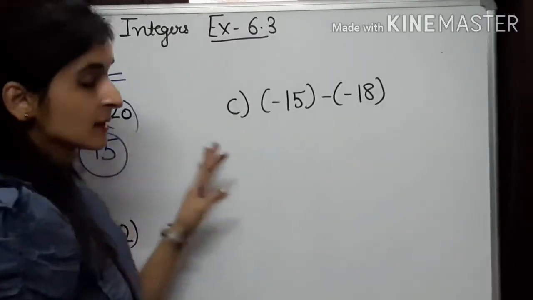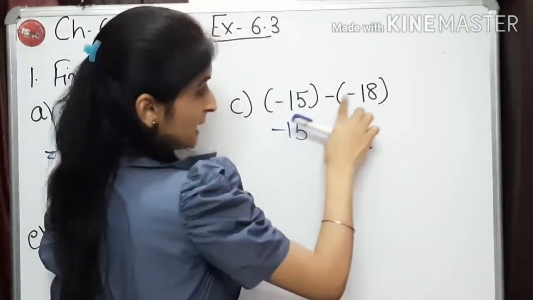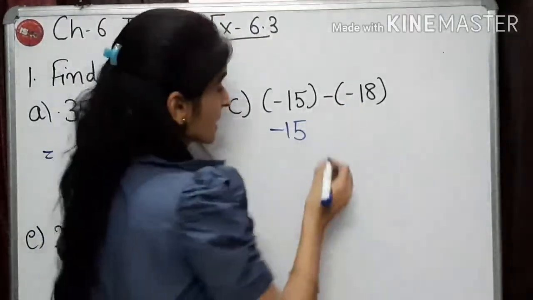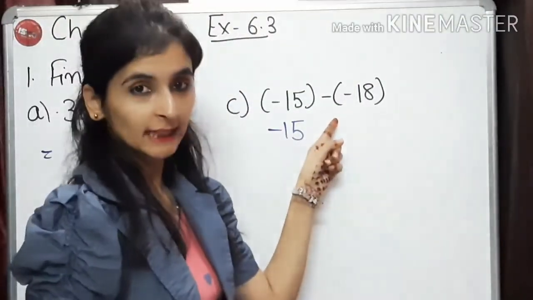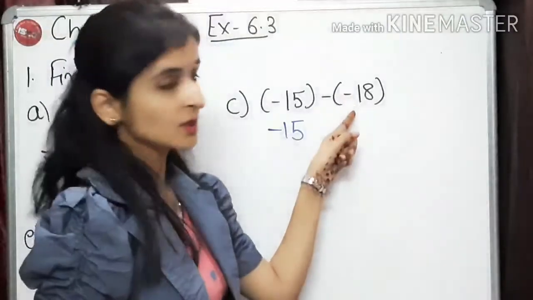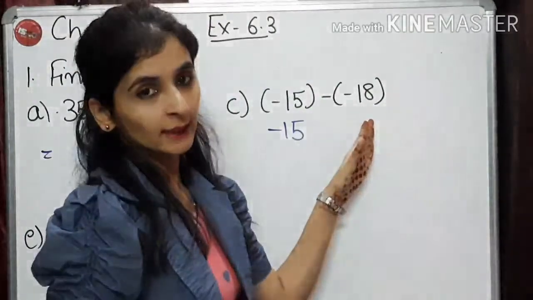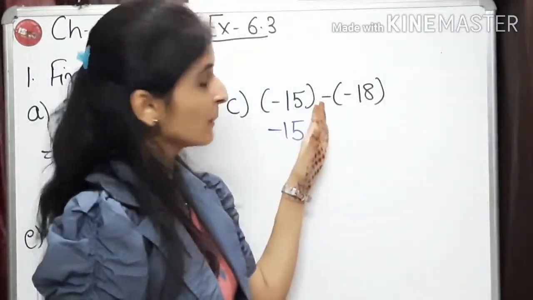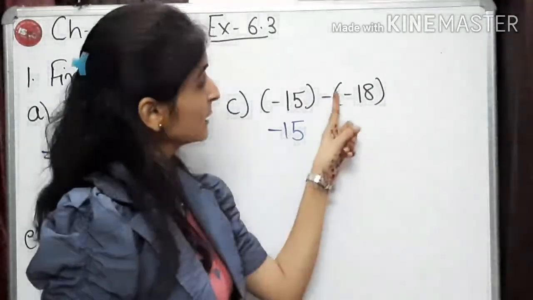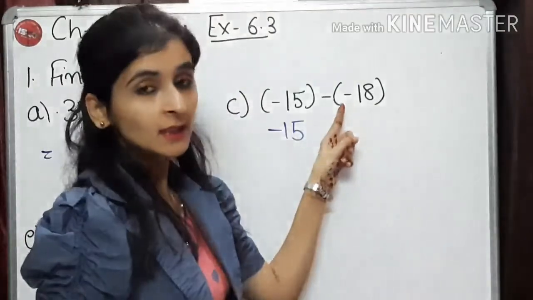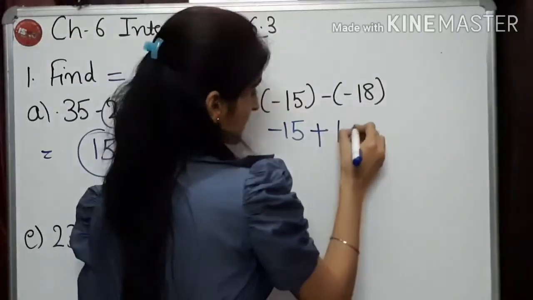Next, I have taken C part, minus 15, then minus. Whenever there is negative sign outside a bracket, then we always change the sign of the numbers which are inside the bracket. जब भी किसी ब्रैकेट के बाहर नेगेटिव साइन होता है तो ब्रैकेट के अंदर वाले सभी साइंस चेंज हो जाते हैं. So in the bracket here we have negative sign, so it will become positive. So minus minus will be plus.